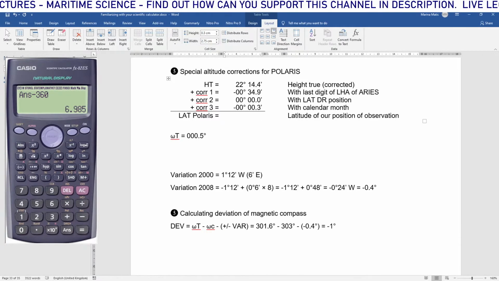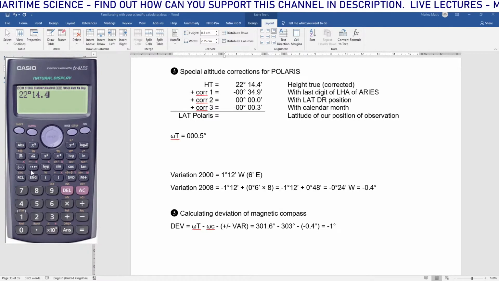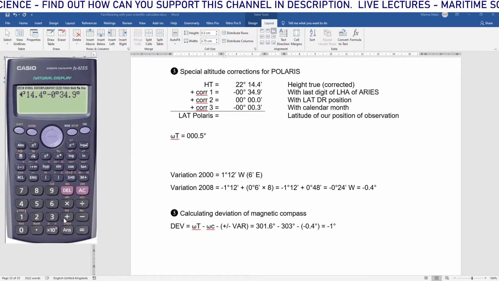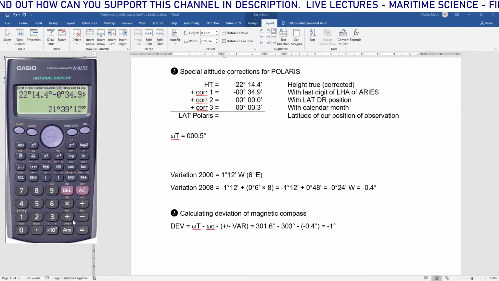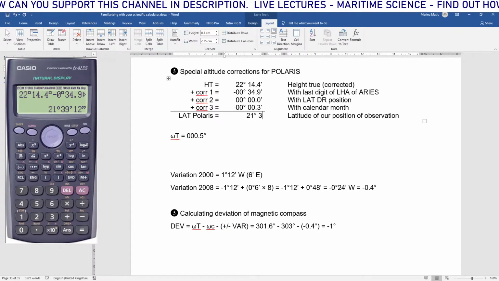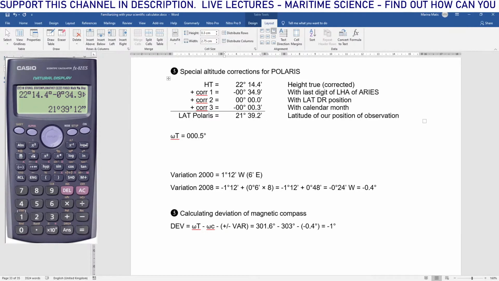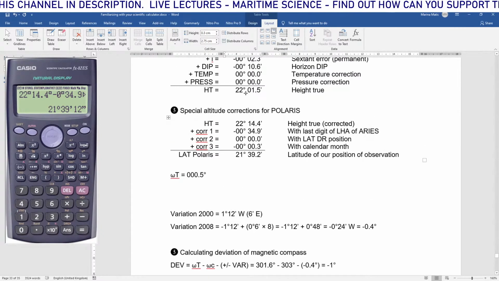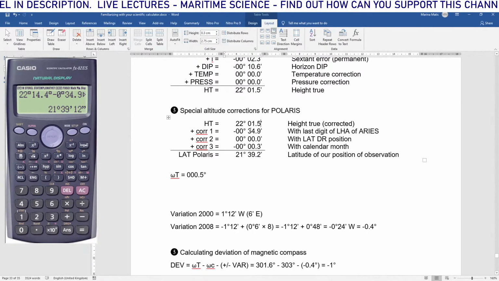Now once we put all of this in the calculator, that would be 2 degrees 14.4, minus 0 degrees 34.9, minus 0 degrees 0.3 minutes, equals 21 degrees 39.2. And 0.12 divided by 6 is 2, so that's 0.2 minutes. Okay, how did I get, yes, 22. Oh, height true 0.5. I get a strange number. So height true is 22 degrees 15.